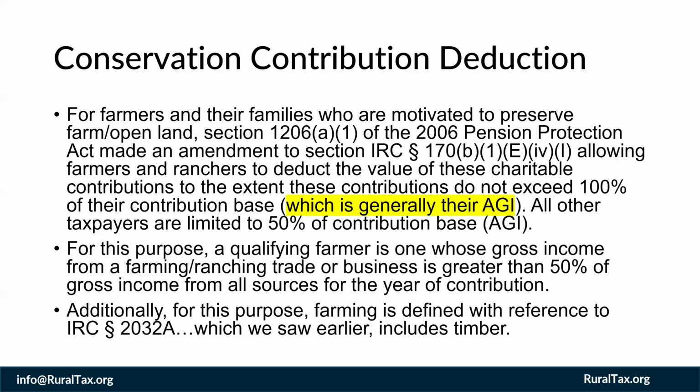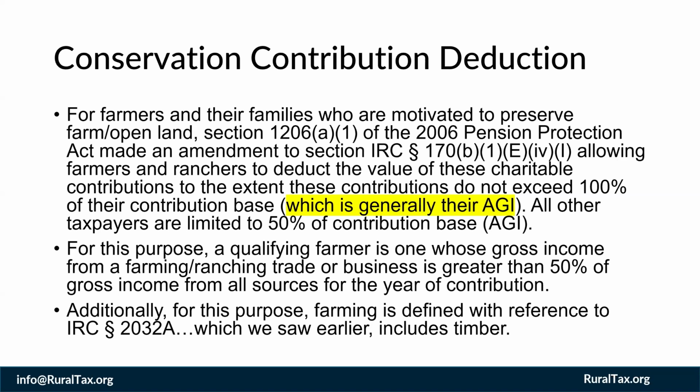So here's a place where previously we were looking at, in Betsy's case, gross farm income. Here we're looking at AGI, adjusted gross income. So we're going to have to change to a net income consideration. And now if we're not a farmer, then all other taxpayers, as you can see there, are limited to 50%. So for this purpose, then, a qualifying farmer is one whose gross income from farming and ranching is greater than 50% of gross income from all sources for the year of contribution.